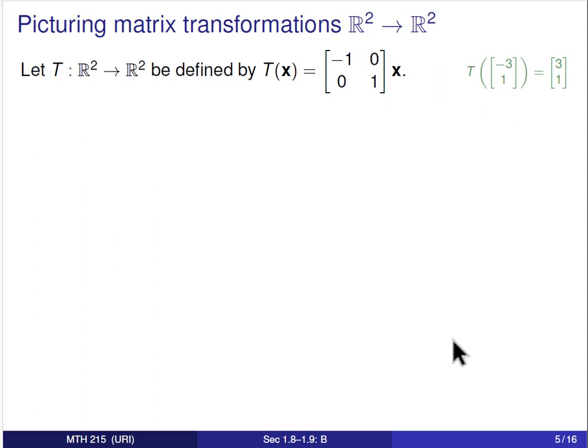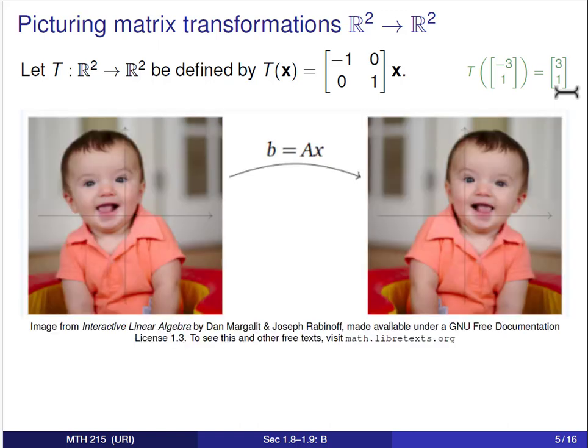As another example, let's take the matrix [-1, 0; 0, 1] to be our matrix involved in this matrix transformation. Let's choose as an input (-3, 1), and if we multiply this matrix onto the vector (-3, 1), we'll get out (3, 1). Now, what does this look like if we were to draw a picture? Well, let's actually take a picture.